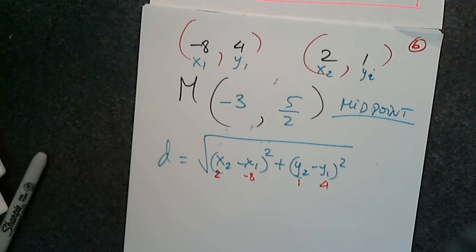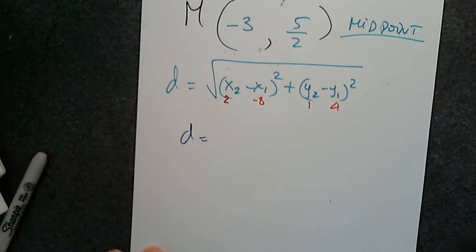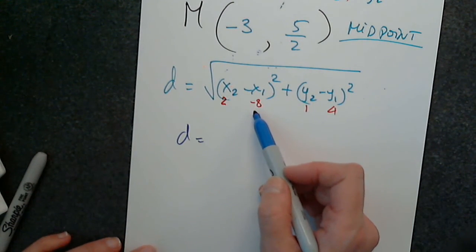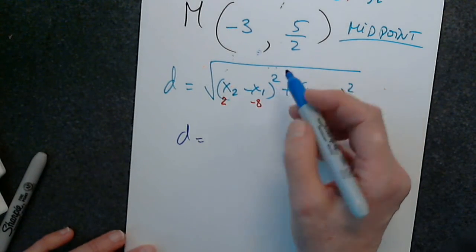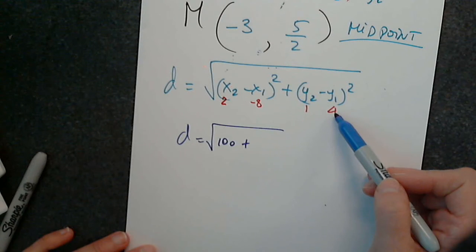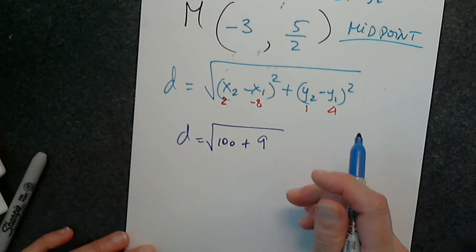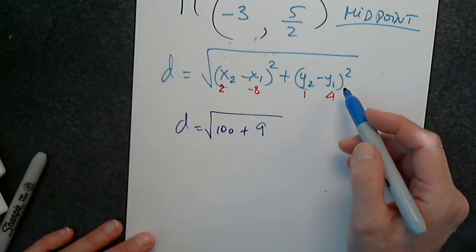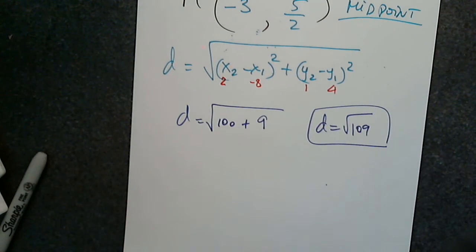Let's do this together so we don't have to write too much and not too many nested parentheses. So how much is 2 minus negative 8? 10. How much is 10 squared? Excellent. Plus 1 minus 4. Negative 3 squared. Excellent. So the distance is the square root of 109. Done.